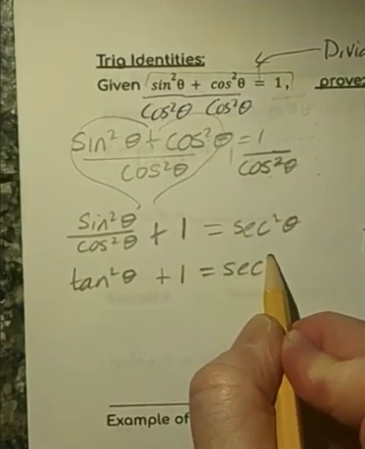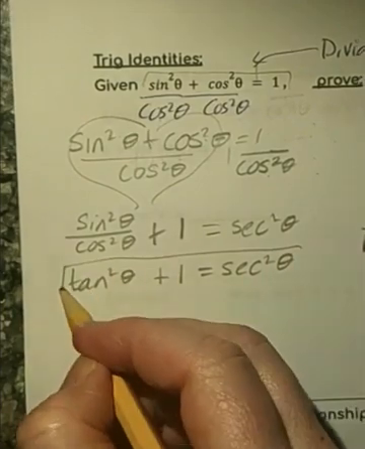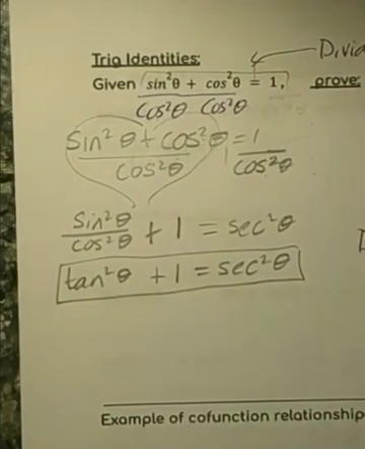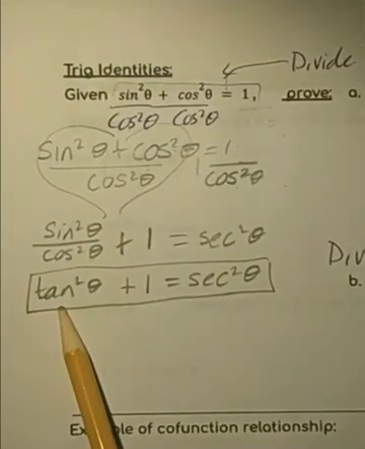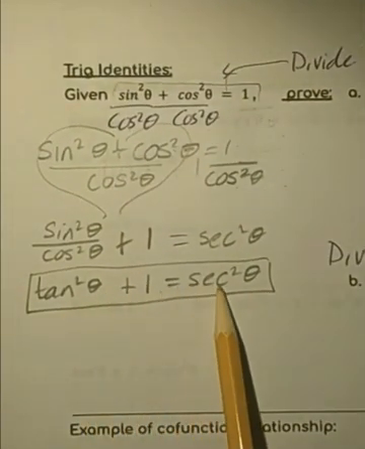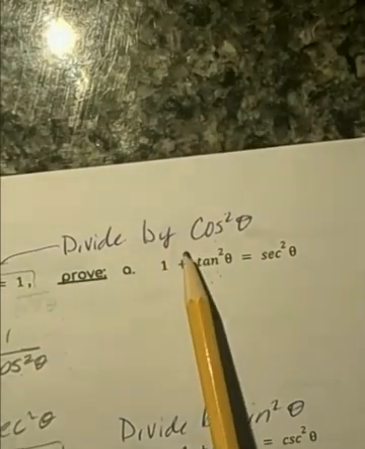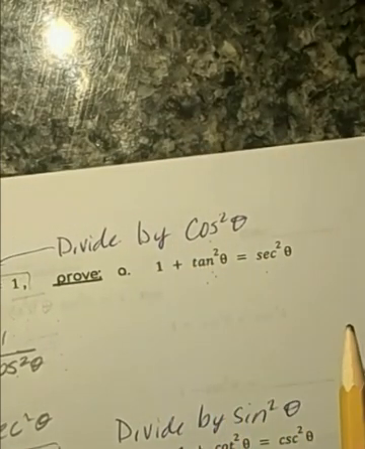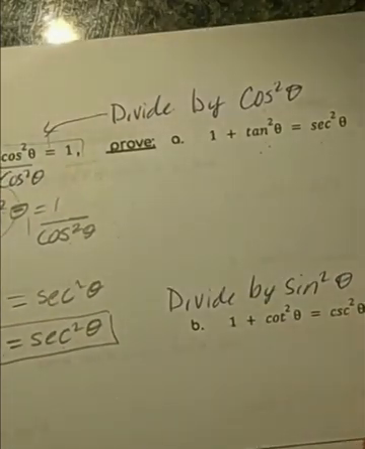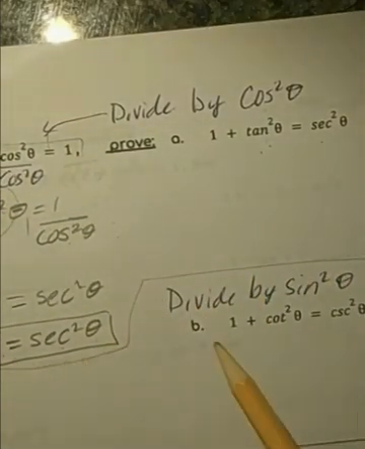So that's how we come up with this trig identity. I think I have tangent squared plus 1 equals secant squared, and over here it's 1 plus tangent squared, same thing. You can add in any order, okay? I'm not even going to do this one with you. I want you to try this one on your own.